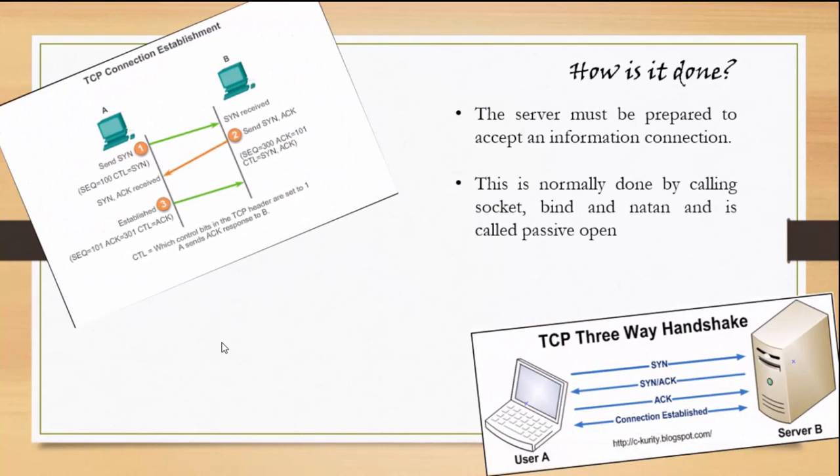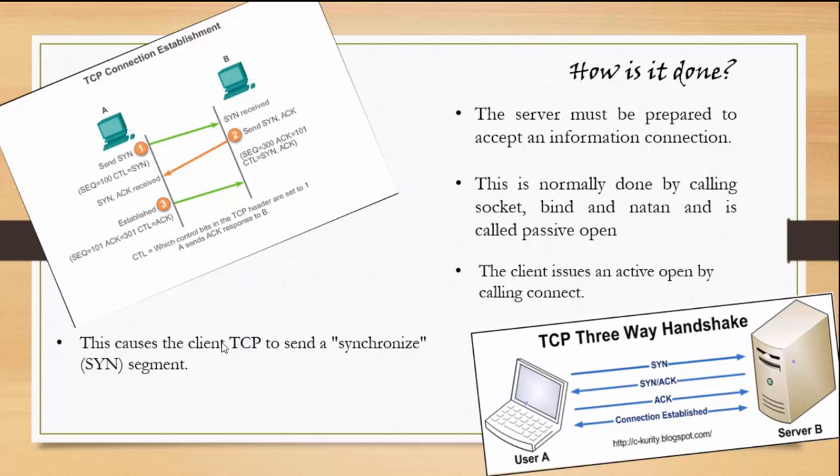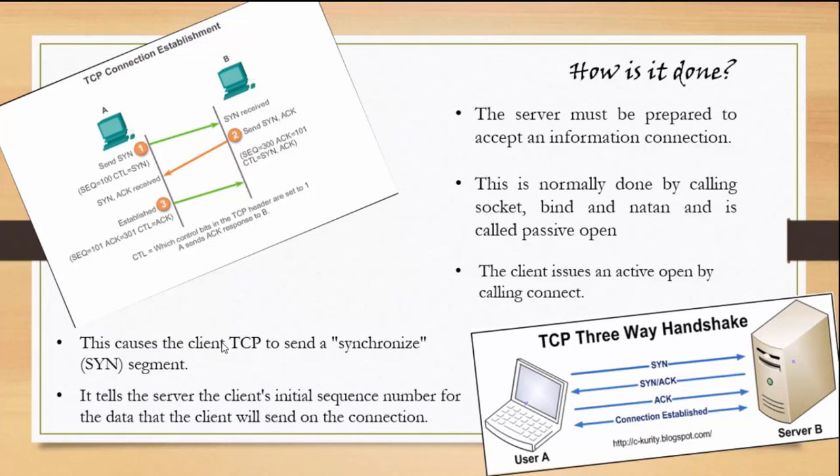How is this done? The server must be prepared to accept an incoming connection. This is normally done by calling socket, bind and listen, and is called a passive open. The client issues an active open by calling connect. This causes the client TCP to send a synchronize segment, that is a SYN segment. It tells the server the client's initial sequence number for the data that the client will send on the connection.